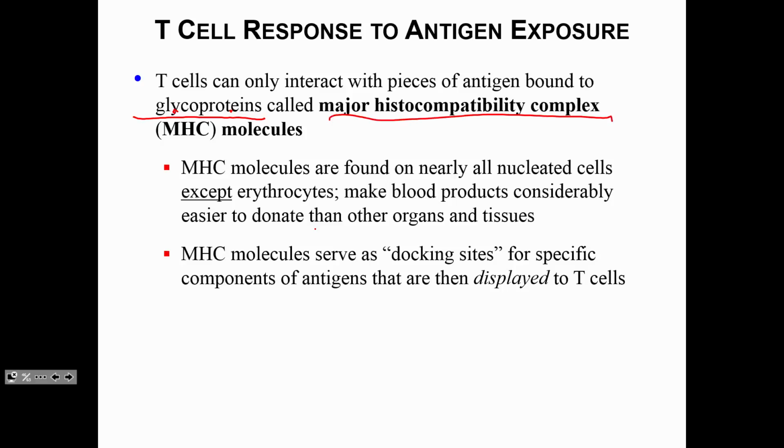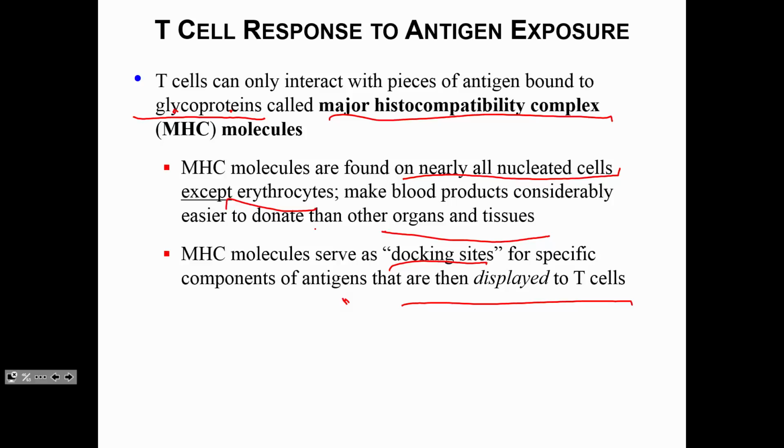They're found on every nucleated cell in the body except erythrocytes. Red blood cells do not have MHC molecules. Red blood cells just have their antigens. That makes blood products a lot easier to donate than organs and tissues, because with blood, you just have to make sure you have the right antigen, A, B, or O. With organs and tissues, you have the blood type antigen, and you have the MHC molecule. And the MHC molecule is a docking site. It takes specific parts of the antigen, docks them on that site, and then displays them to the T cells.